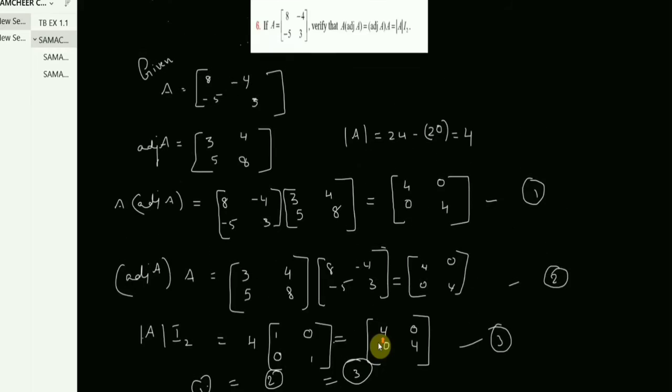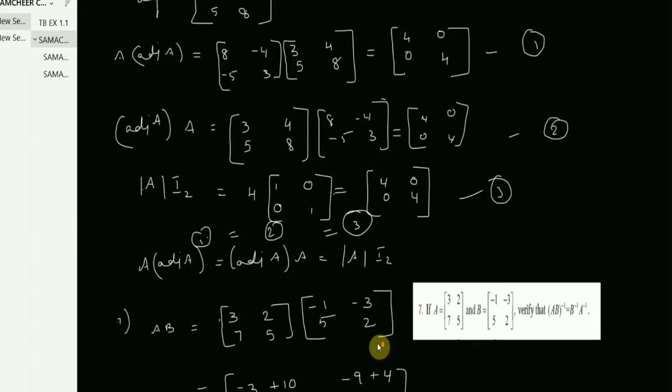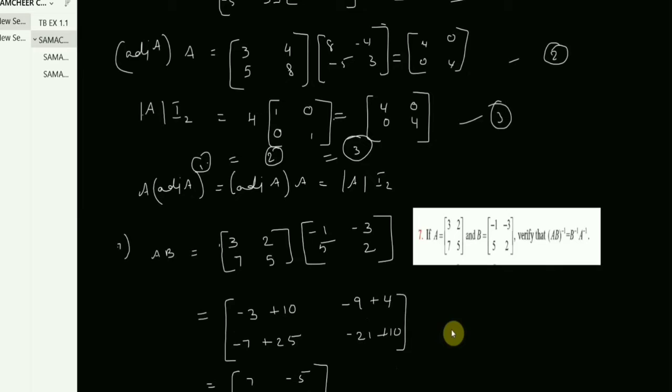Is it clear? Okay. Now we'll move on to the next sum. Question number 7. A is [3, 2; 7, 5]. Matrix B is [-1, -3; 5, 2]. The question is find AB inverse and prove that it is equal to B inverse A inverse.